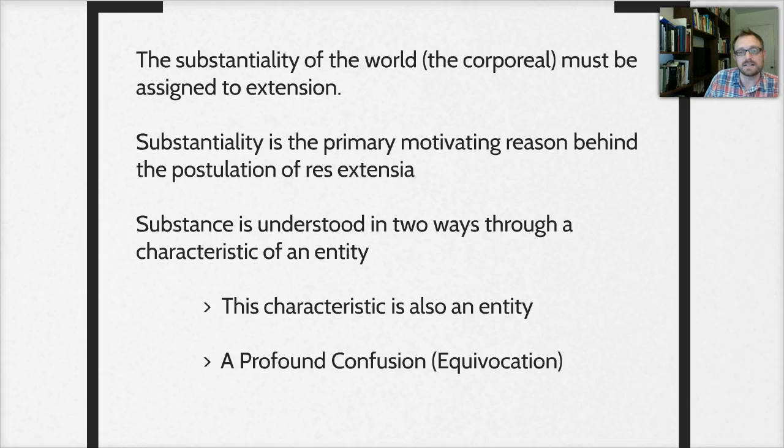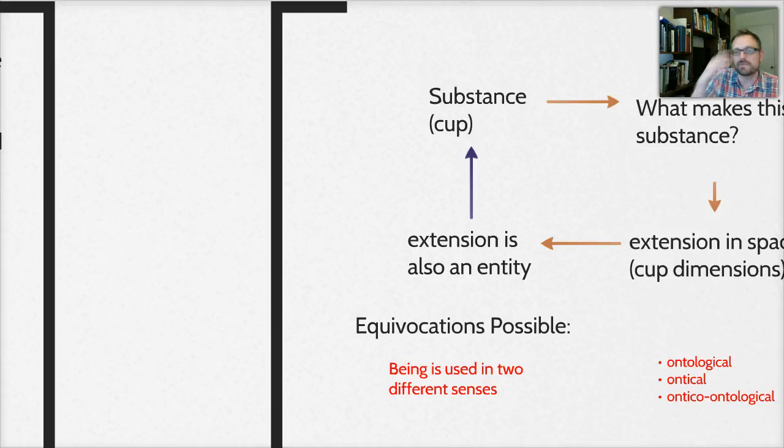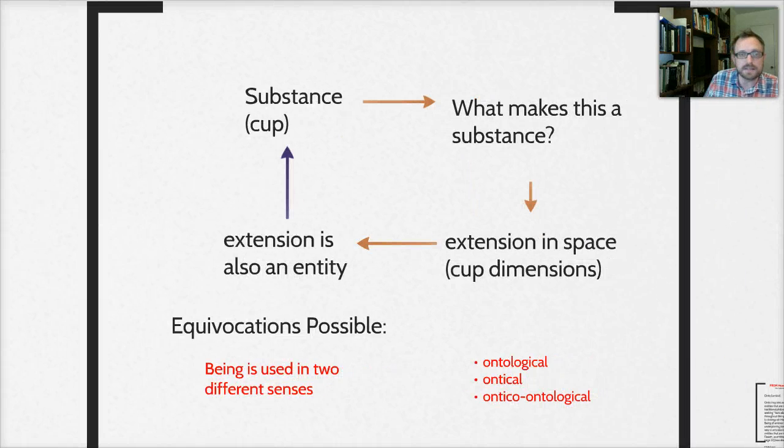a characteristic of an entity, right? On the one hand, the characteristic is also an entity, right? So we get a profound confusion here, an equivocation. So I sort of drafted up a thing here to show you what it means. So let's take a substance. Let's imagine we have a cup. Take a drink again. We have a cup.